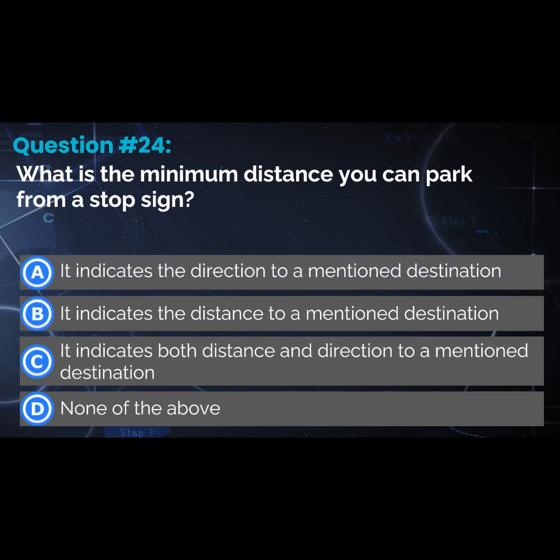Question 24. What does this sign mean? A. It indicates the direction to a mentioned destination. B. It indicates the distance to a mentioned destination. C. It indicates both distance and direction to a mentioned destination. D. None of the above.